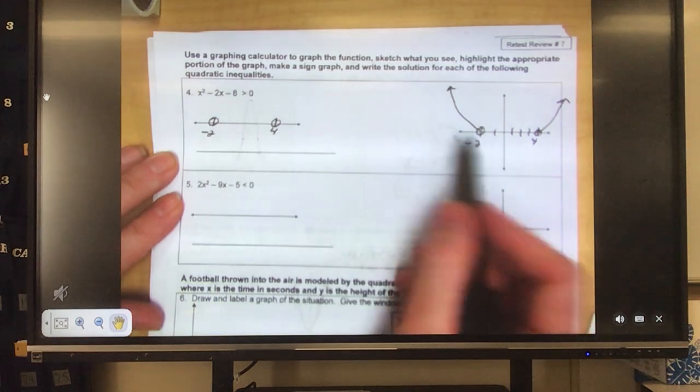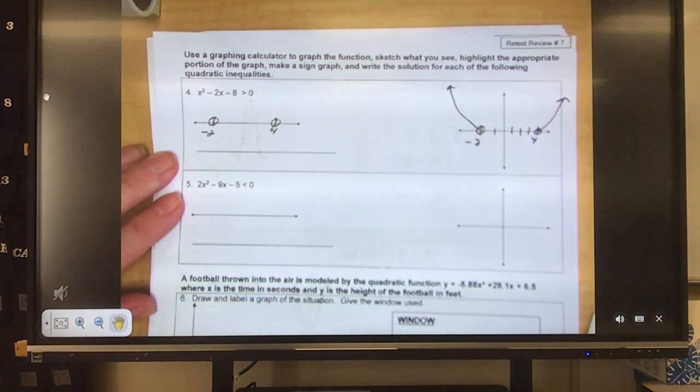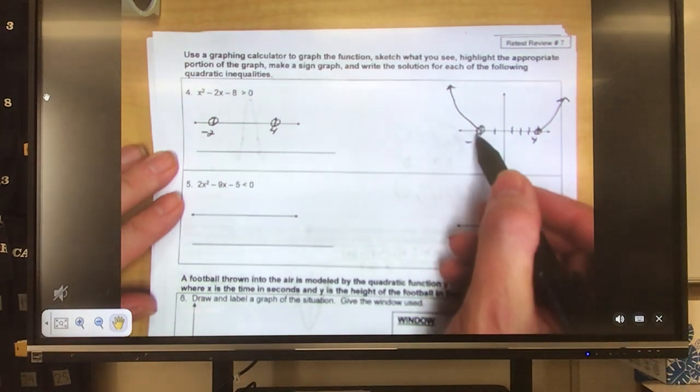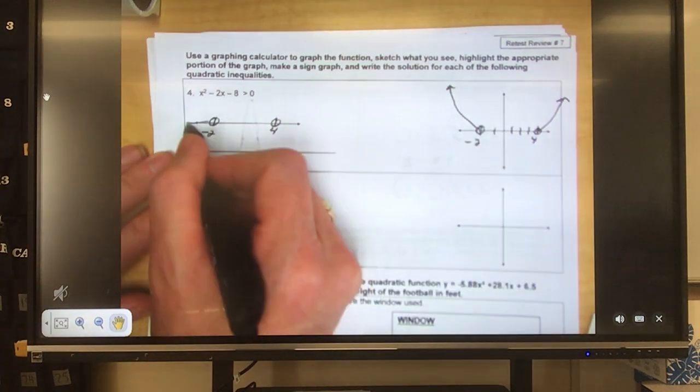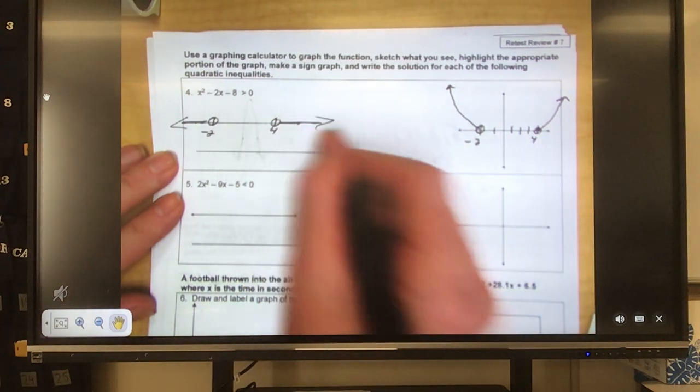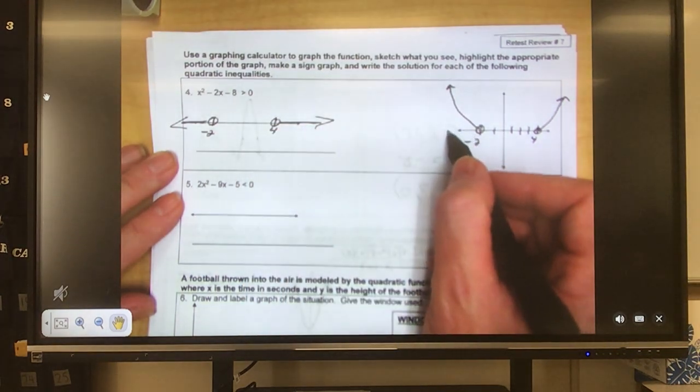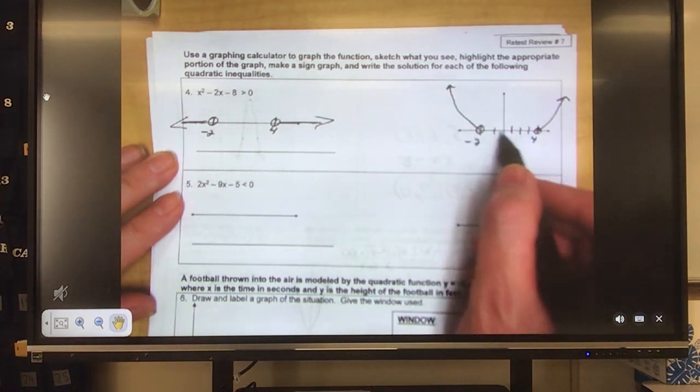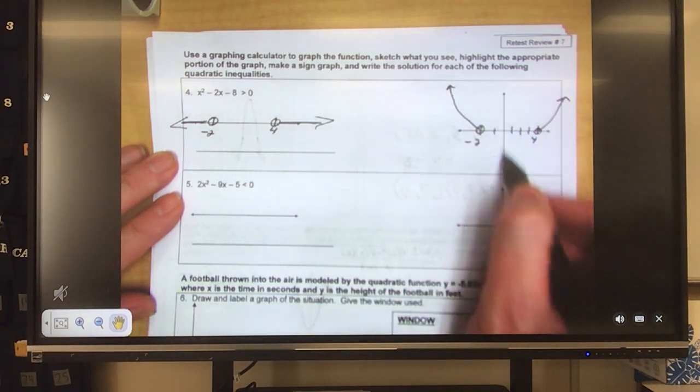Which way do I shade for my -2? To the right or left? It's gonna be like this. To this way, right? Yeah. It's going to split apart. The 4 to the right. Okay, because any number I choose out here on the number line would hit the graph. Any number I choose in here would not hit the graph anywhere.